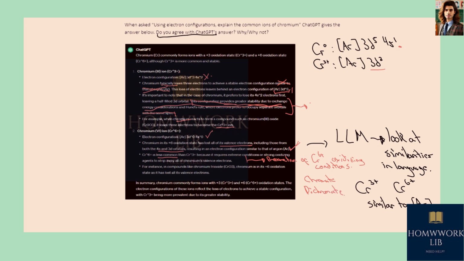So I can see that it is going to be less common, but it is hard to say that it is going to be relevant enough for making it into a statement about electron configurations. Actually, this sounds more like a fact rather than an explanation on the ions of chromium.